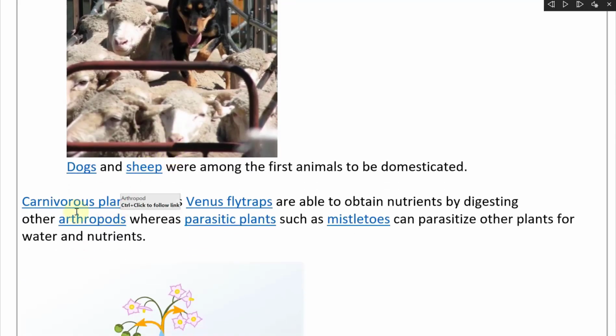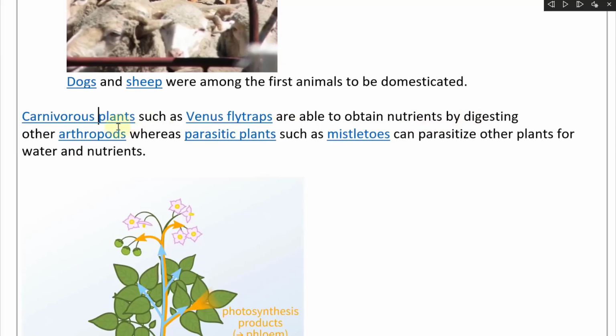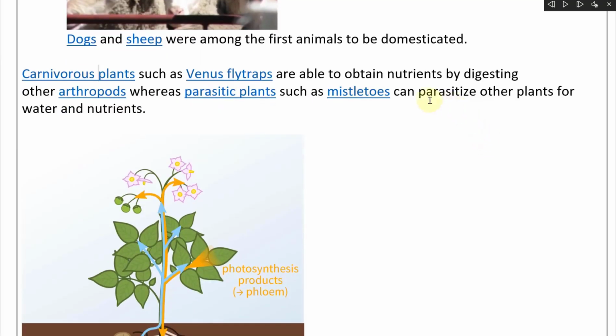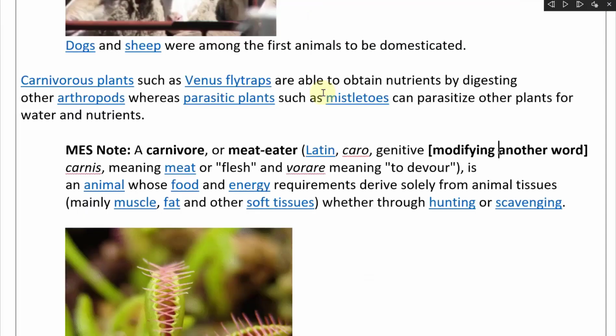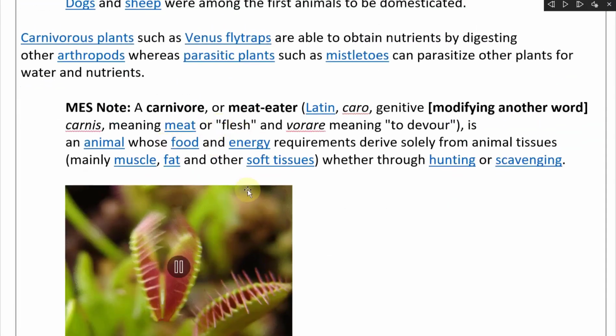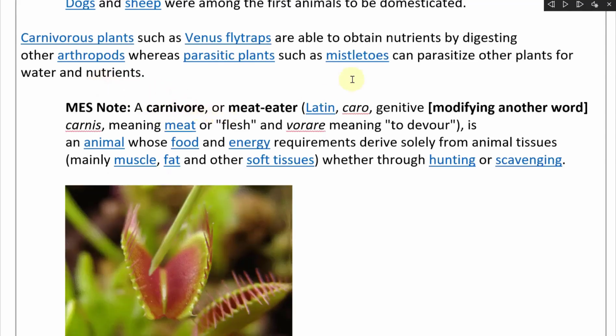All right, go further. So a carnivorous plant, let's see the pronunciation. Carnivorous. Yeah, so carnivorous plants such as Venus flytraps are able to obtain nutrients by digesting arthropods or insects, whereas parasitic plants such as mistletoes can parasitize other plants for water and nutrients. It's very interesting. And let's check here. All right, here I quickly just paused the video and added some more notes just to go over this Venus flytrap, and the mistletoe is pretty interesting.